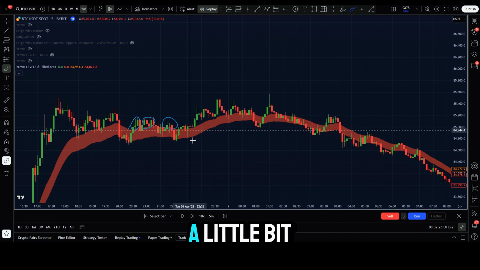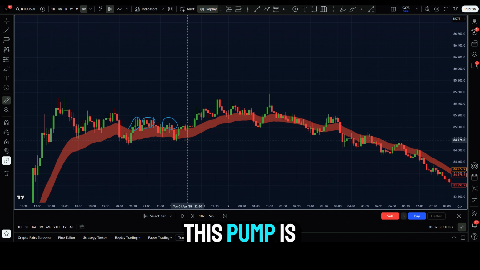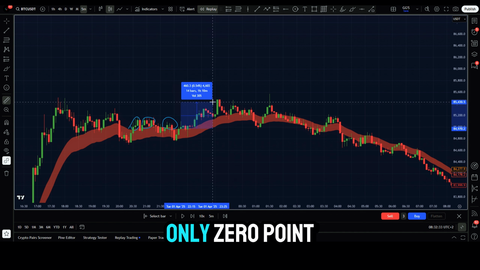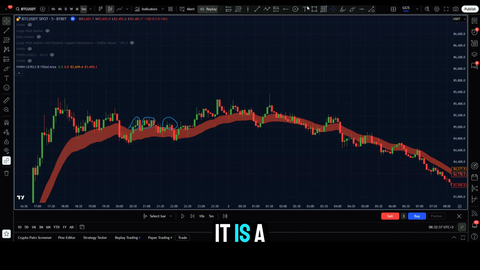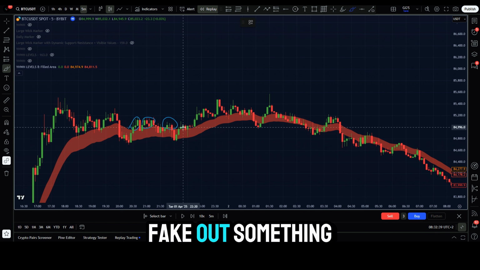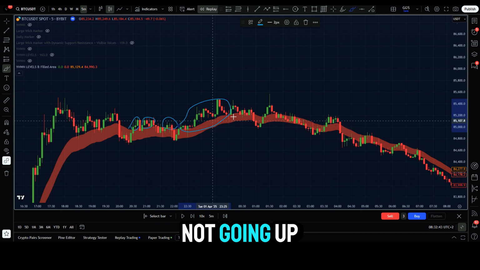The market pumped a little bit, but remember we had the 5 minute time frame. This pump is only 0.62%. So it is a fake out. Something below 1%, it is a fake out. Fake out, market was not going up.